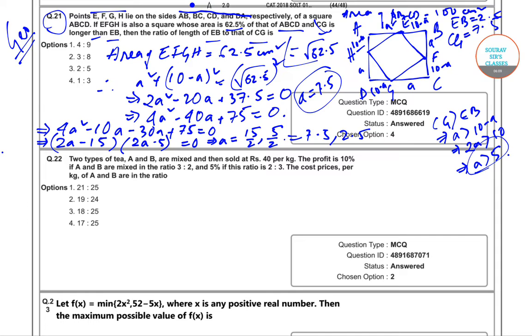So EB by CG in this case will be equal to 2.5 by 7.5, which is 1 by 3, and which is option 4 over here. So option 4, 1:3, is the correct option.